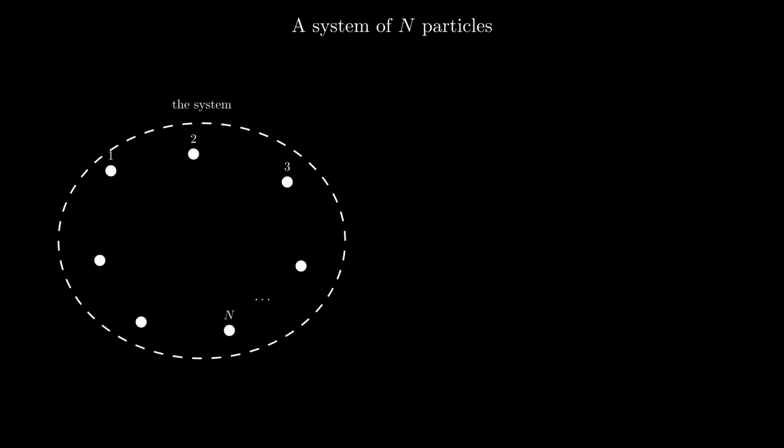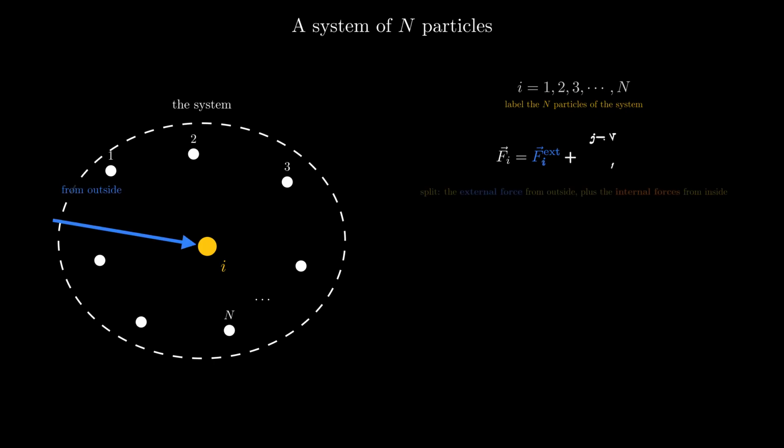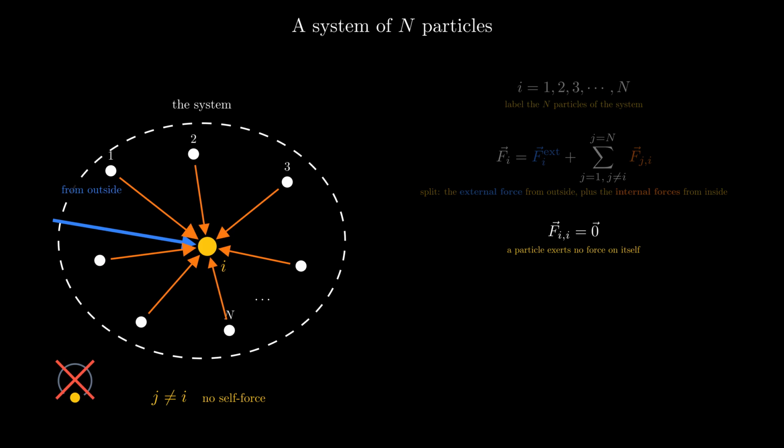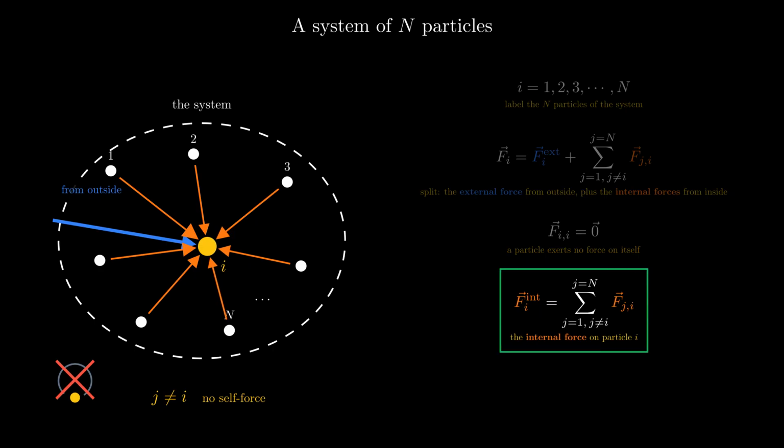Generalize. Take a system of n particles, labeled by an index i that runs from 1 up to n. Pick out the ith particle. The total force on it splits into two pieces. The external force on that particle from anything outside the system, plus the sum of the forces from every other particle inside the system. That sum runs over j not equal to i, because a particle cannot push on itself. Equivalently, define the force of a particle on itself to be zero. That second piece is the internal force on the ith particle.